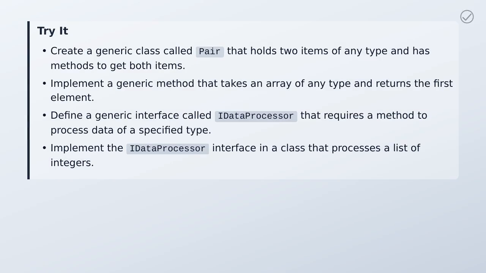Alright, your turn. Give this a try. First, create a generic class called pair that holds two items of any type and has methods to get both items. Also, implement a generic method that takes an array of any type and returns the first element. Also, define a generic interface called IDataProcessor that requires a method to process data of a specified type. Finally, implement the IDataProcessor interface in a class that processes a list of integers.